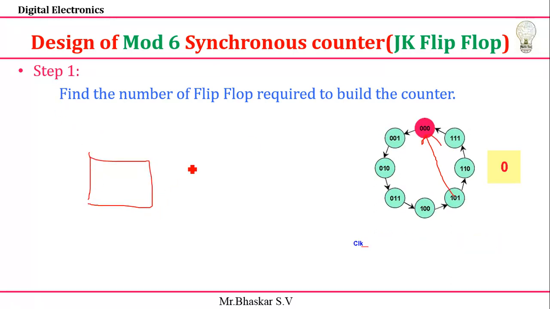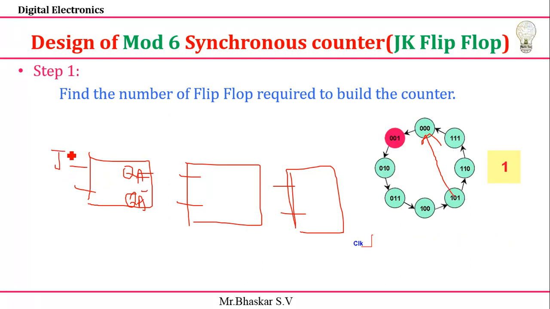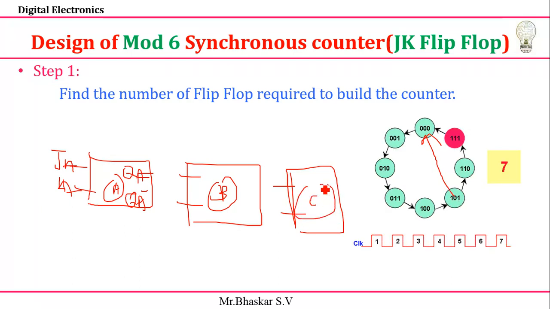Here the inputs are taken as JA, KA, and JB, KB, and JC, KC. Outputs are QA and QA bar for the first flip-flop. So this is JA and here I take KA. Similarly, this is for A and this is for B, and similarly one more for C. Let's see the construction. Here the inputs are JA, KA, and the outputs are QA and QA bar, then QB and QB bar, QC and QC bar.